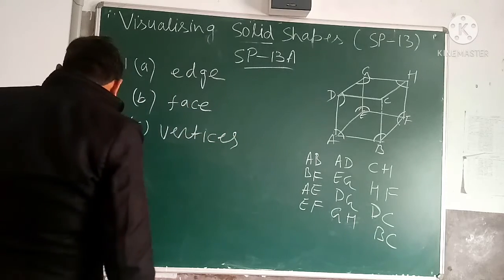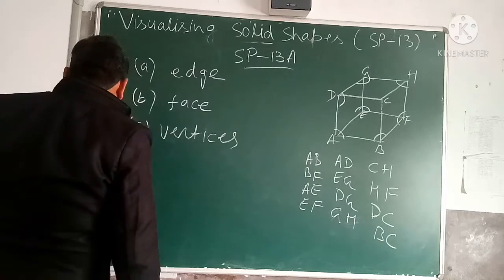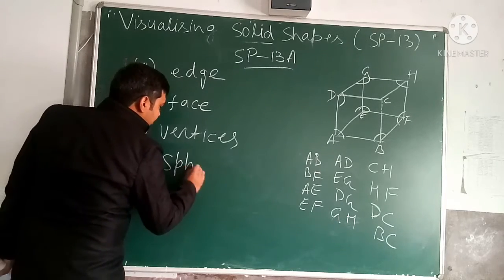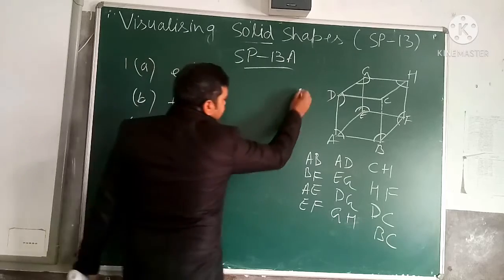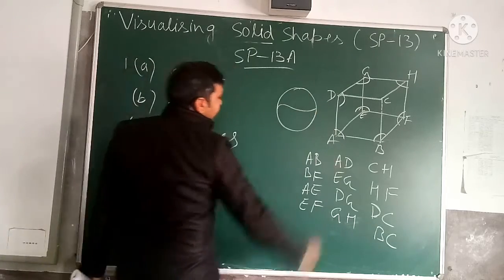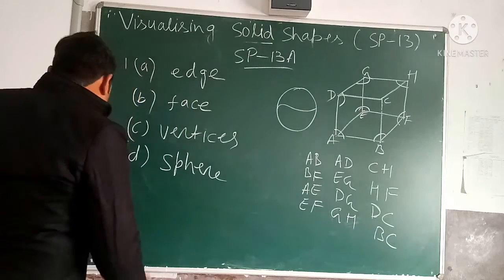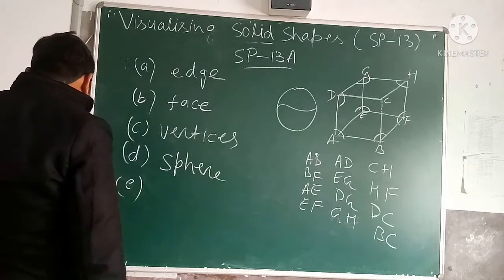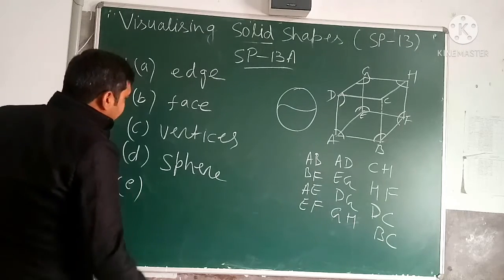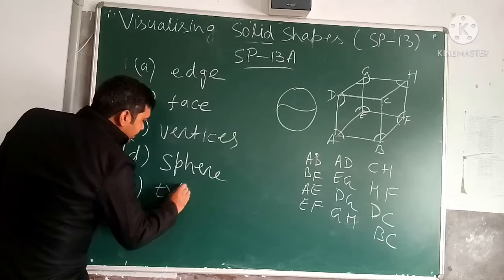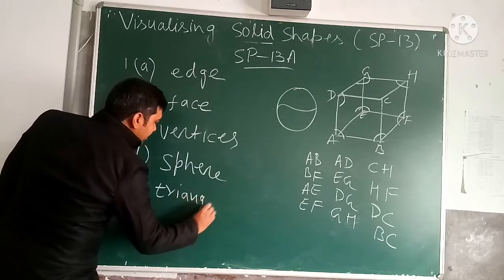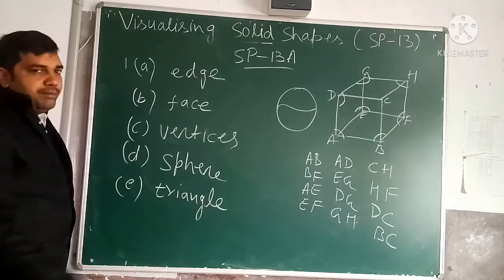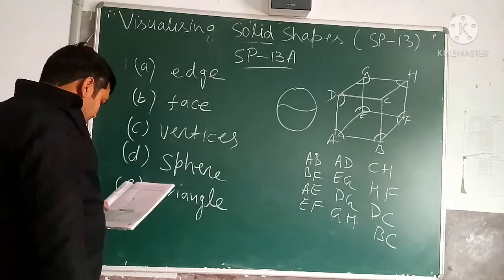Now for D you write: a solid with no vertex is a sphere. A solid which has no vertex is called a sphere. So in a sphere you see there is no vertex, no corners. Now E. The base of a triangular pyramid is a triangle. The name of the pyramid is given by the shape of the base. So a triangular pyramid has a triangular base.